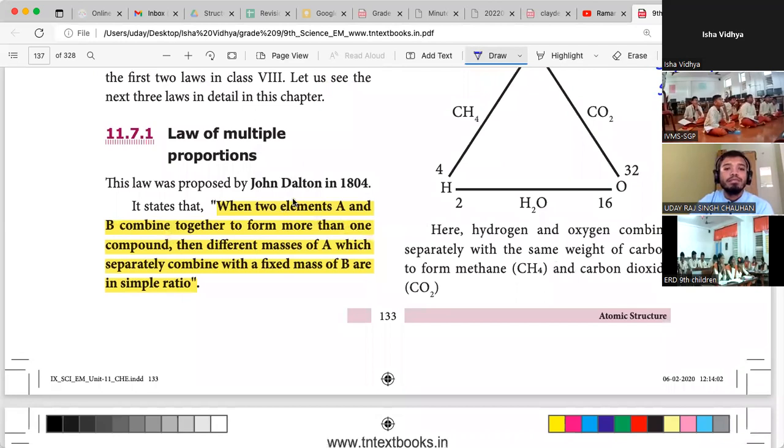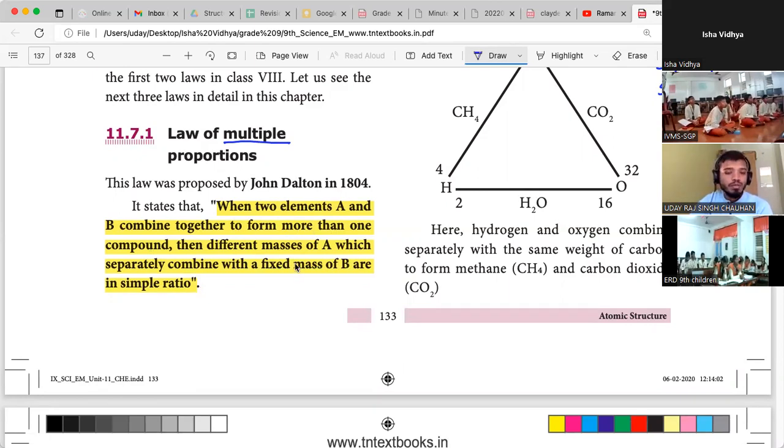So these definitions, all of you should remember. First of all, what is the law of multiple proportions? Again, if you focus on the name of the law, you will get some clue about the definition, right? Multiple means that when 2 elements A and B combine to form more than one compound, meaning multiple compounds, that is the meaning of multiple here. So different masses of A which separately combine with a fixed mass of B are in a simple ratio.